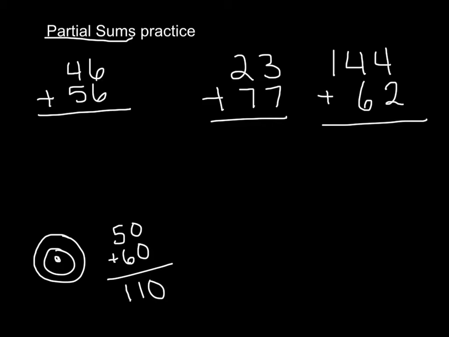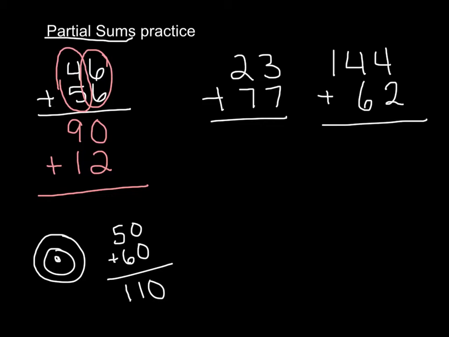If we solve this the partial sums way, we're going to add the tens first. So we have 40 plus 50 is 90. Then we add the ones. 6 plus 6 is 12. Now we're going to add mentally 90 plus 12 to equal 102. 102 is indeed very close to 110, so we draw our arrow that we hit the bullseye.